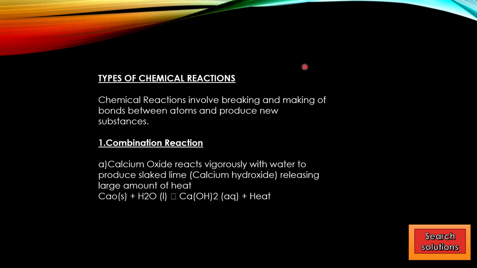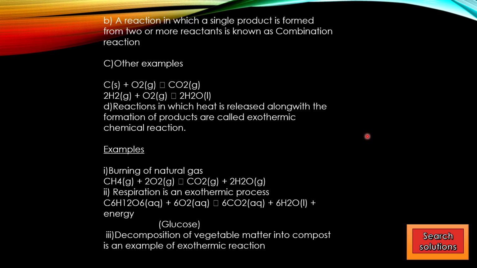In this types of chemical reactions, basically every reaction is nothing but breaking and making bonds between atoms and they produce new substances. Based on this fact, we have different reactions. The first one is combination reaction. To understand more about combination reaction, there are so many examples, and you have to go through all the examples and learn all the examples with the chemical equations.